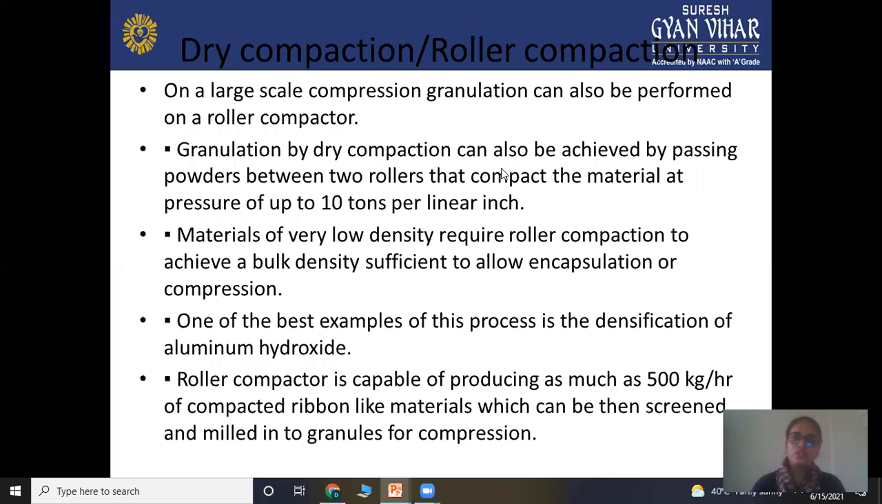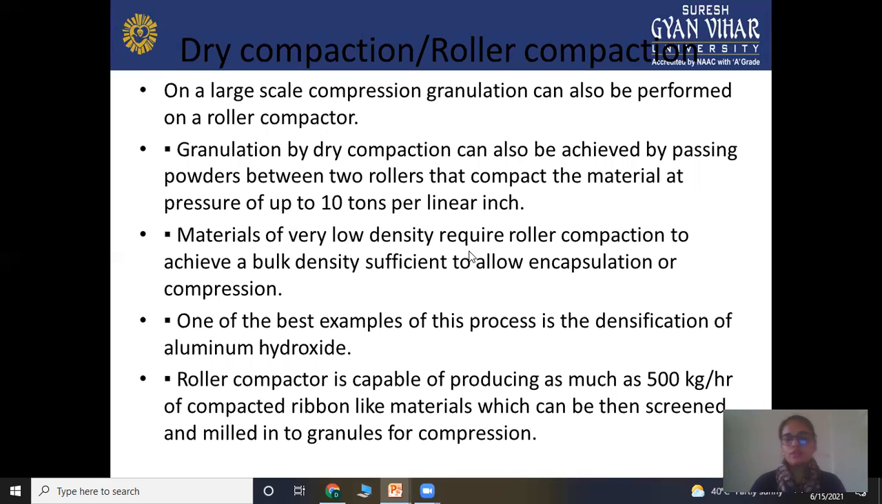Next is dry compaction or roller compaction. On a large scale, granulation can be formed on the roller compactor, and granulation by dry compaction can be achieved by passing the powder between two rollers, and the compact matter is under pressure of up to 10 tons per linear inch. Mainly two rollers are used, and with the help of these two rollers you form the compact material with a certain pressure applied. Material of very low density requires roller compaction to achieve a bulk density sufficient to allow encapsulation and compression. This means these rollers should have sufficient capacity to achieve encapsulation or easy compression.